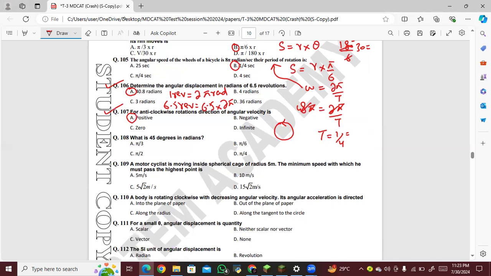What is 45 degrees in radians? You can use a simple formula. 2 pi radians equals 360 degrees. 2 pi by 360 equals 1 degree. Multiply both sides by 45. So 45 degrees equals 45 into 2, 90, 90 divided by 360. So the answer is pi by 4. D is the right option.